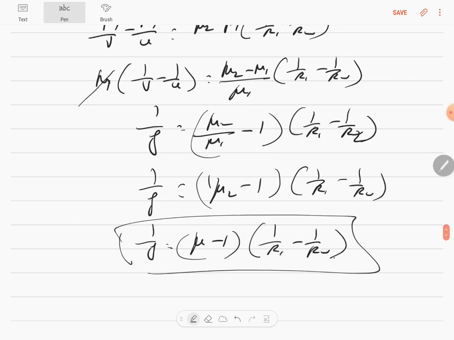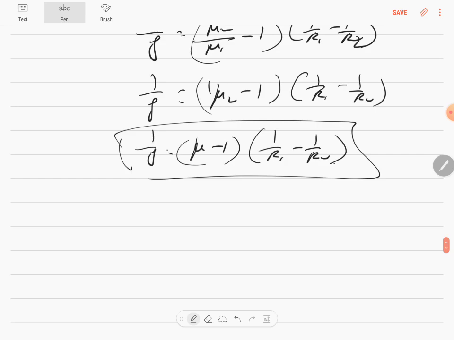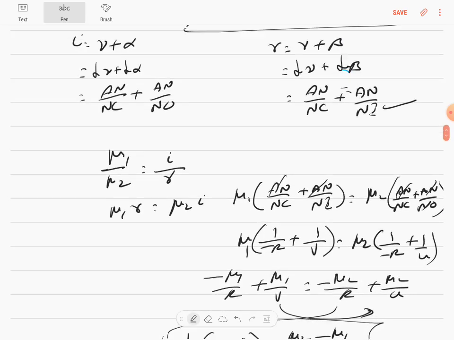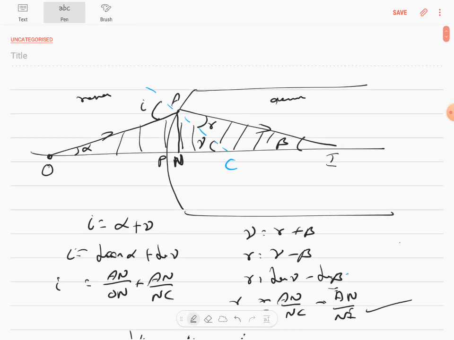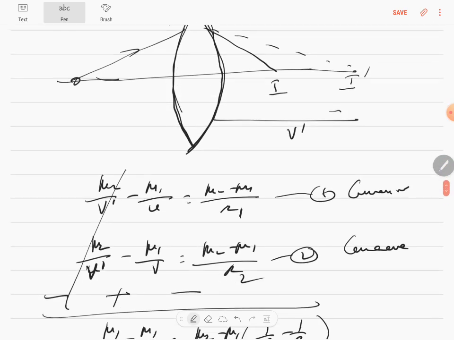This is how lens makers is. There may be other questions that can also come. What we dealt with in the first place is the object is in the denser medium, and rarer medium, image is in the denser medium. What if the question is object is in the rarer and image is also in the rarer? So what if they change the question like that?